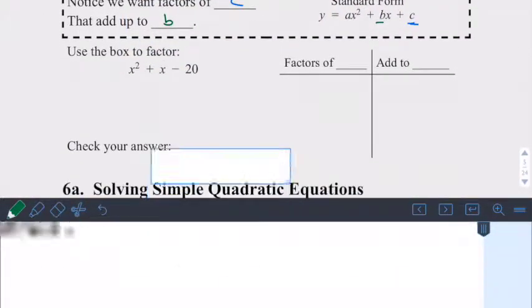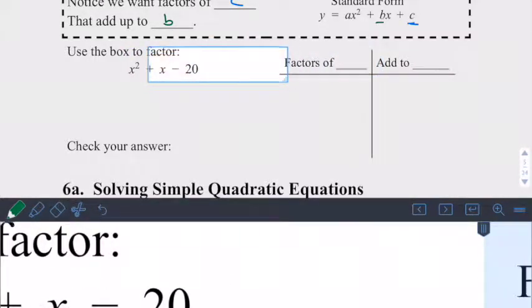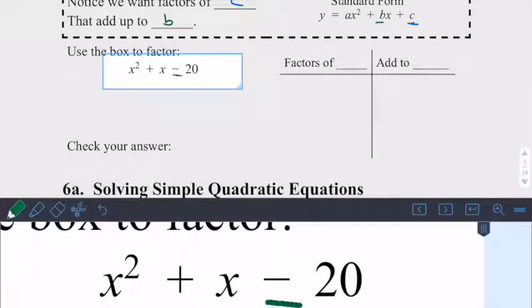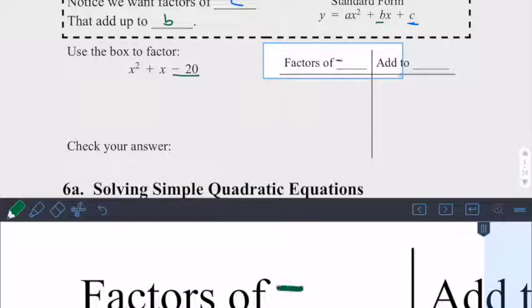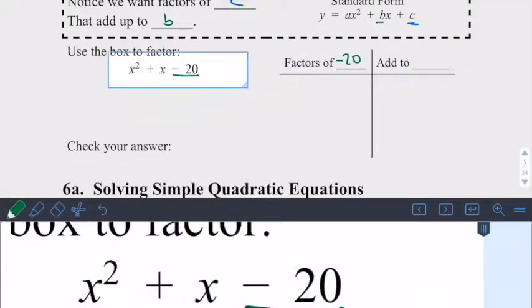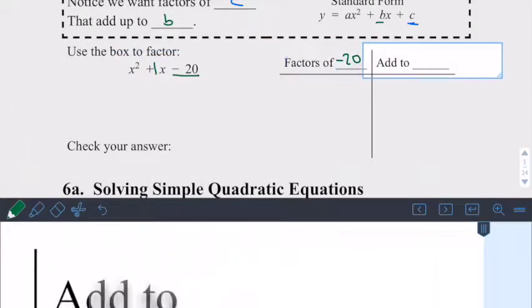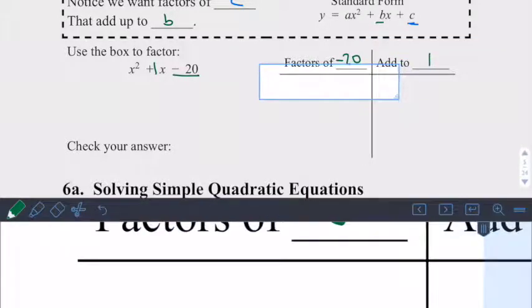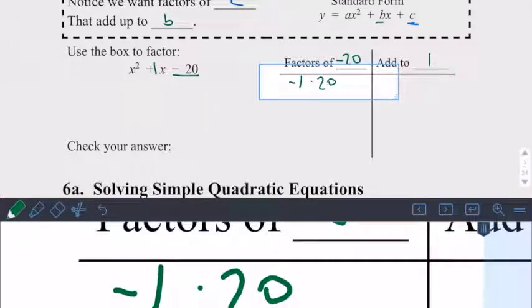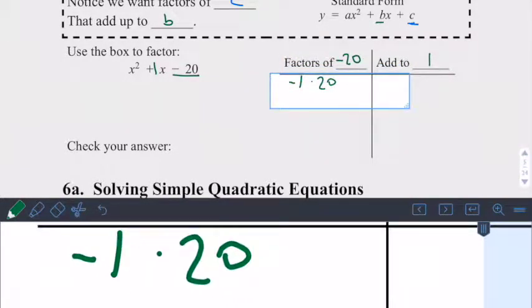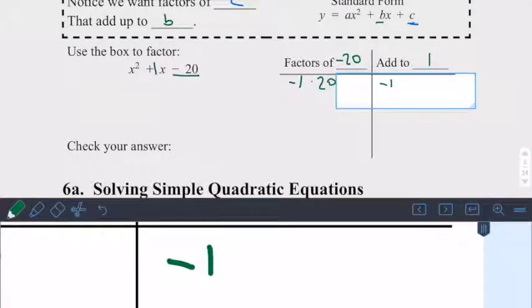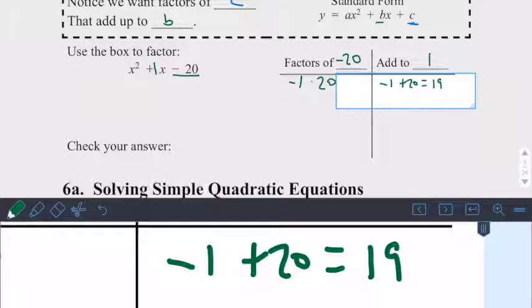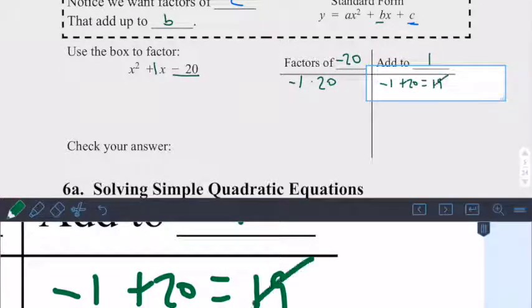So let's do it a little bit quicker. We want factors of c, which is negative 20 in this case, that add up to b, which is 1. So I can start listing factors of negative 20. Well, negative 1 times 20 multiplies together to give us negative 20. But if we do negative 1 plus 20, we get 19. That does not work. We need it to be 1.